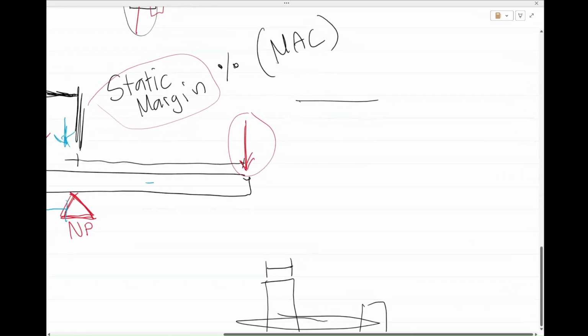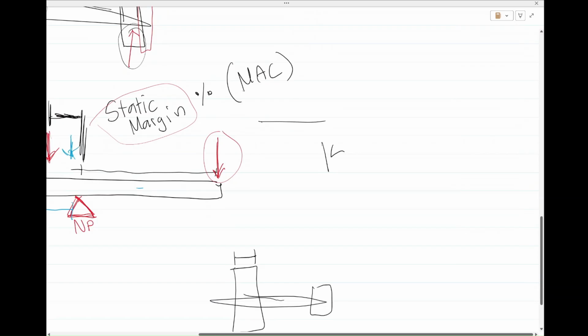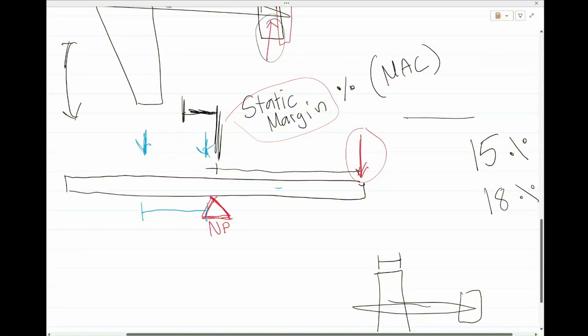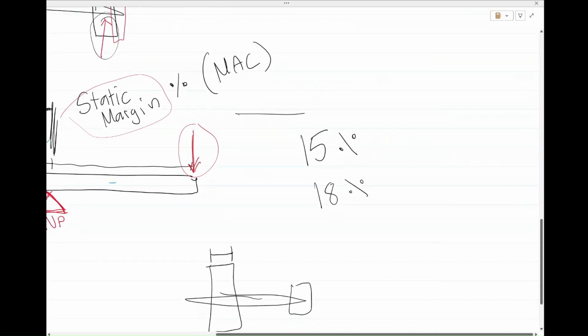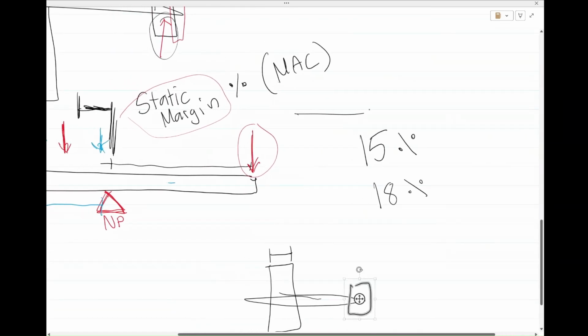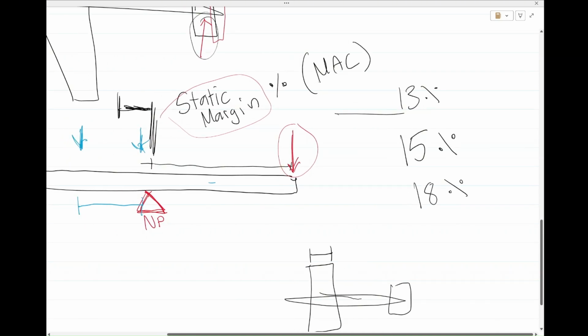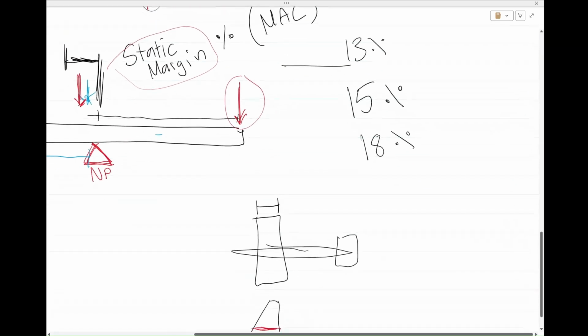For example, I'm going to give you a number, which is one of the best rules of thumb. 15% static margin gives you a very, very stable aircraft. If you go 18% static margin, what does that mean? That means this center of gravity moves a little further away from your neutral point, so your tail doesn't do as much work. Let's say you go a little lower, 13%. That means your plane's going to be a little twitchier. Your tail has more authority and it's able to throw that center of gravity around a little faster, and pitch your whole aircraft.